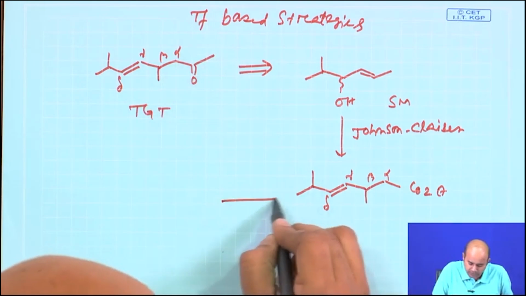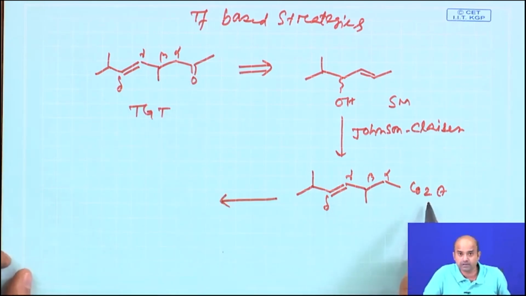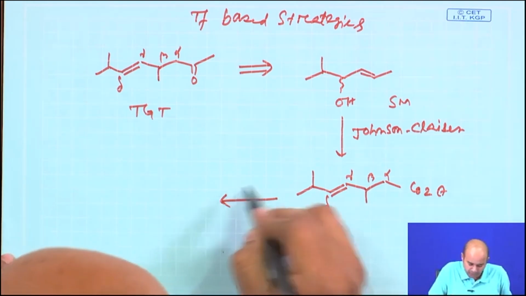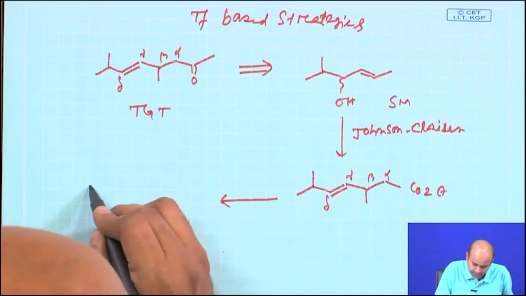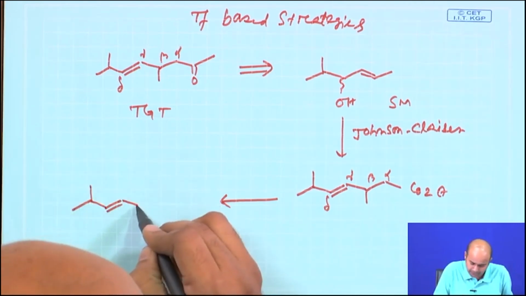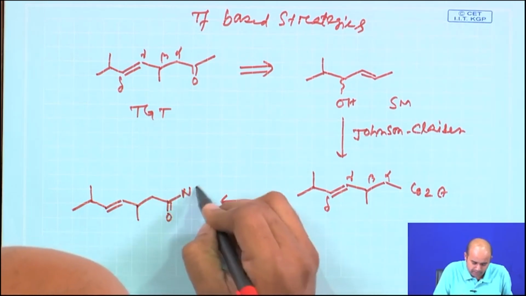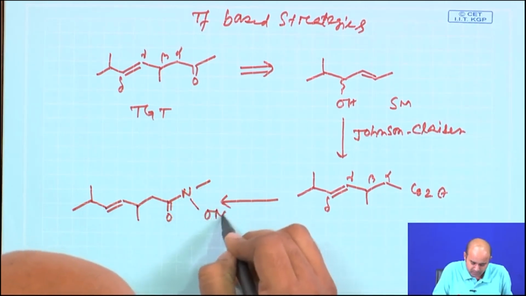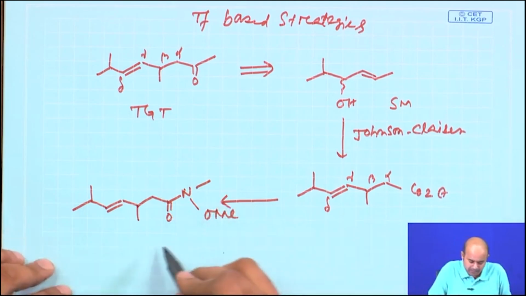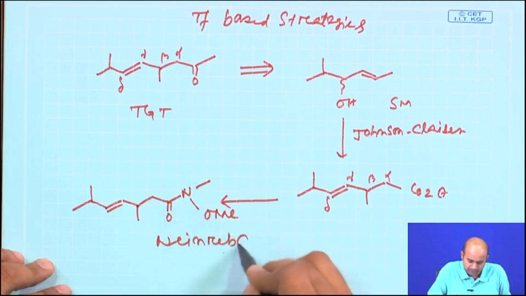Now, we said esters are highly reactive. If you react with Grignard reagent, they will basically give you excess Grignard addition. So, we will be trying to convert these esters to a less reactive compound, and normally we do it through an amide. Now, this particular amide is named as Weinreb amide.